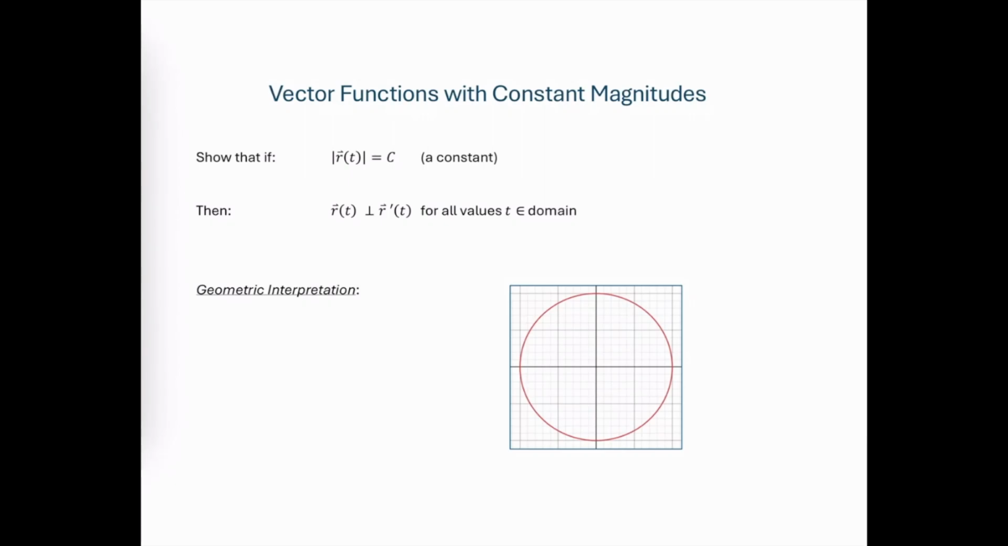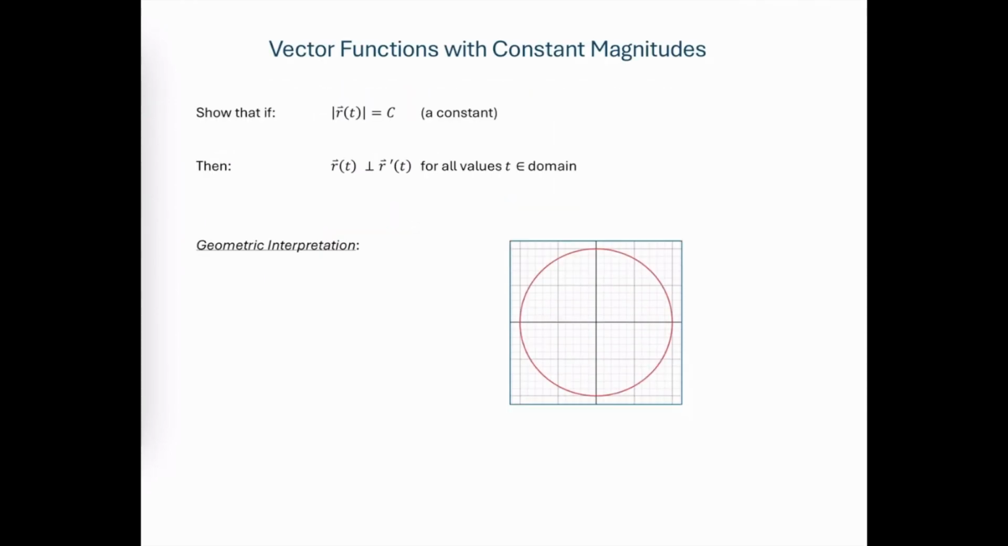In this video, we're going to prove that if a vector function has a constant magnitude, then that vector function must be perpendicular to its own derivative, and that would be true at any value for the parameter in the domain of this vector function. So let's look at a geometric interpretation in order to be able to understand what the claim is here.